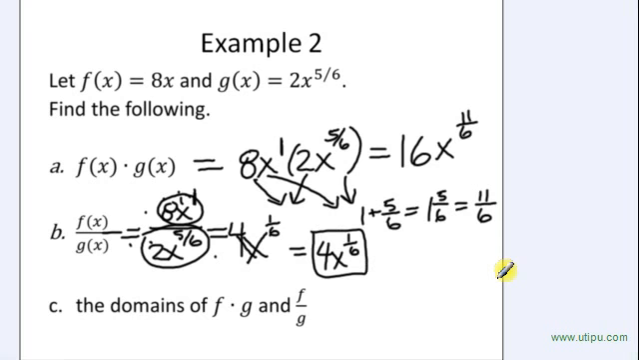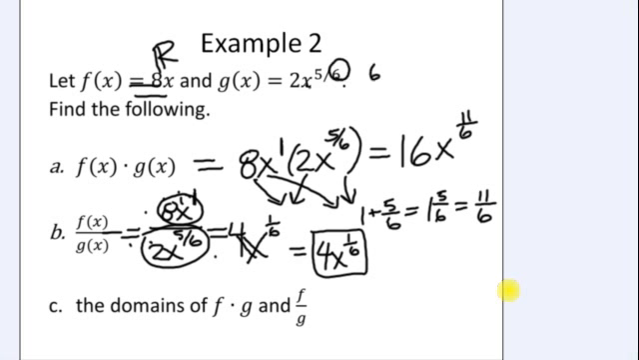All right, now let's talk domain. f of x, original domain, all real numbers. I'm not dividing by x or taking the even root of x, so that does not limit me any. Then the next one, here I have x to the 5/6 power.